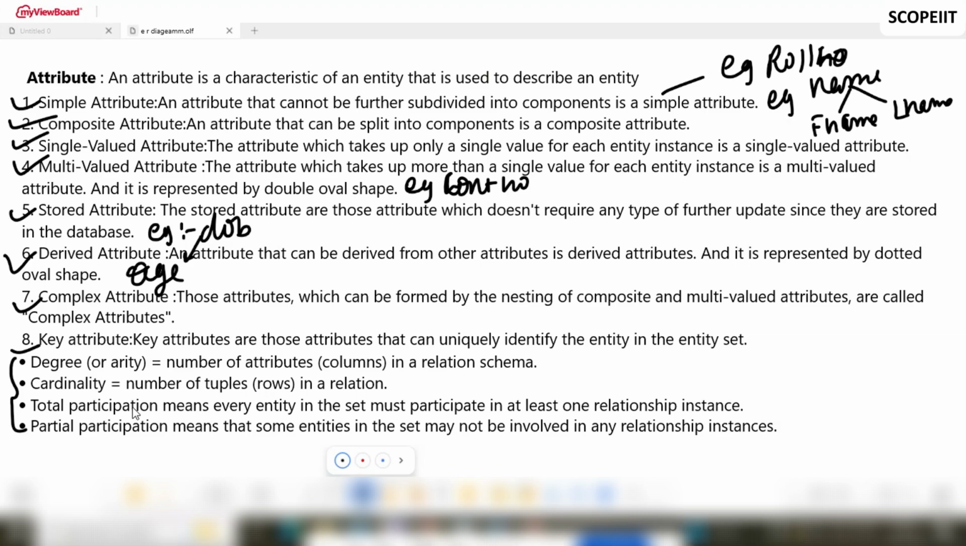Then total participation and partial participation, in the next slide I'll explain in detail. But here also, every entity in the set must participate in at least one relationship instance. That is total participation. Partial participation means that some entities in the set may not be involved in any relationship instance. So that is known as your partial participation.